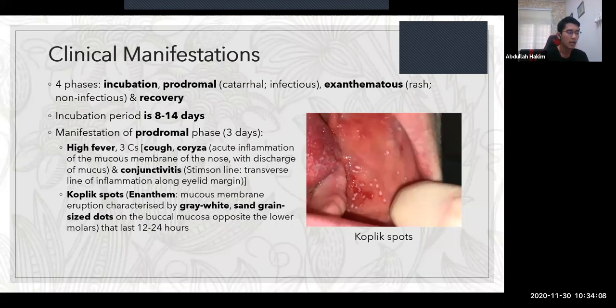So the manifestation of the prodromal phase, the 3-day phase, are the high fever and the 3 Cs: cough, coryza, and conjunctivitis. Coryza is acute inflammation of the mucous membrane of the nose. In conjunctivitis, we can see the Stimson line, which is the transverse line of inflammation along the eyelid margin. There are also Koplik spots, which we can also call an enanthem. There is enanthem and there is exanthem. Enanthem is rash inside the body, while exanthem is rash outside the body. Enanthem can be characterized by gray, white, sand grain sized dots on the buccal mucosa, opposite the lower molars, that may last 20 to 24 hours. So these are Koplik spots for measles.